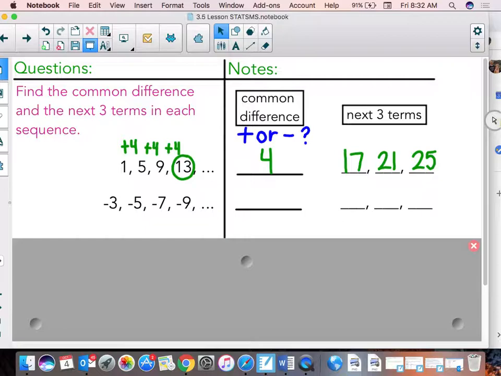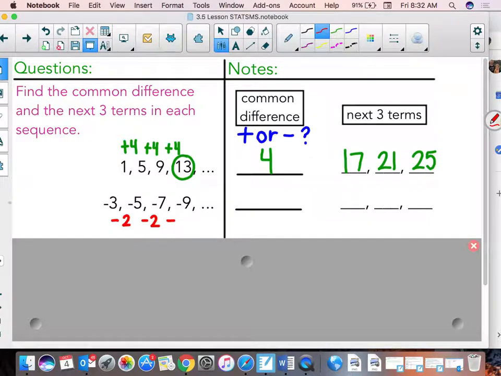All right, now I have a set of negatives. Negative 3, negative 5, negative 7, and negative 9. So keep in mind, these numbers are getting smaller. On a number line, negative 3, negative 5, negative 7, negative 9 are getting smaller. So if numbers are getting smaller, I am subtracting. So I'm subtracting 2 each time.